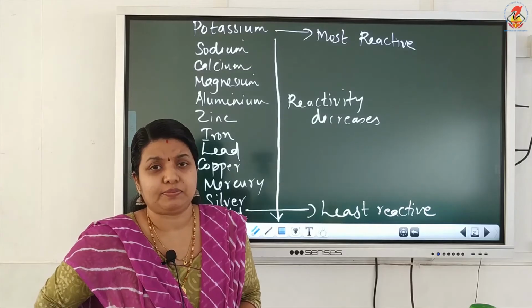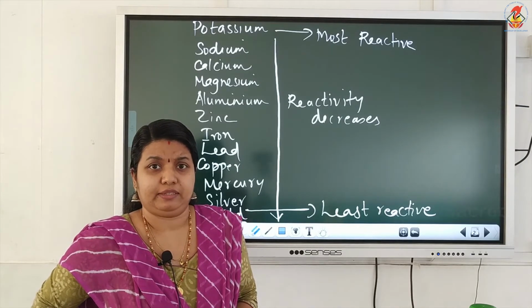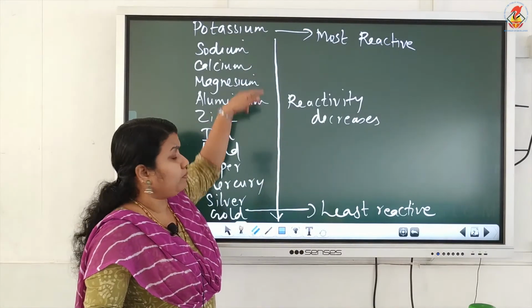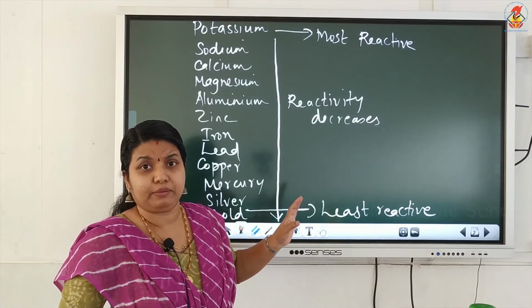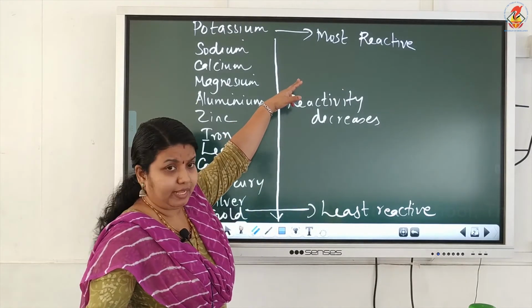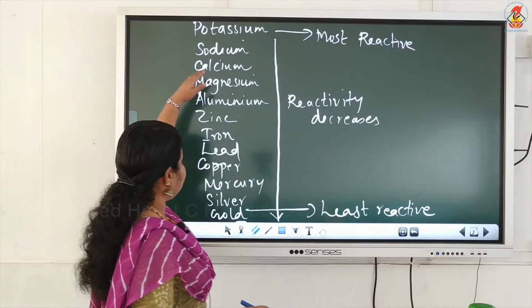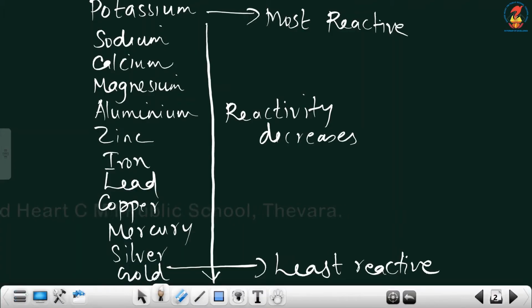It is a series in which metals are arranged in the decreasing order of their reactivity. As you move from top to bottom, reactivity decreases. Here the most reactive metal is potassium. Least reactive one is gold. So the series you have to learn: potassium, sodium, calcium, magnesium, aluminium, zinc, iron, lead, copper, mercury, silver and gold. 12 metals are there. This you have to learn by heart.